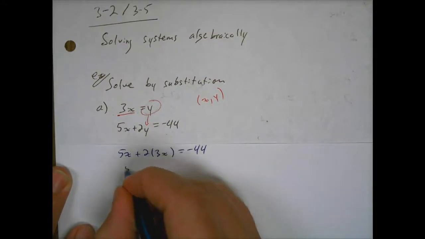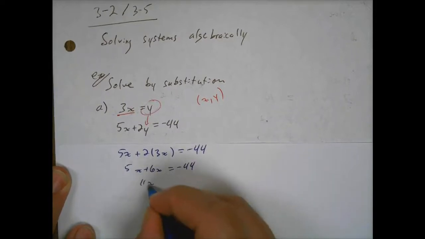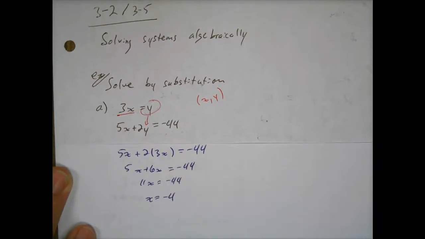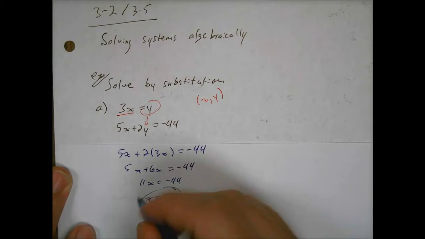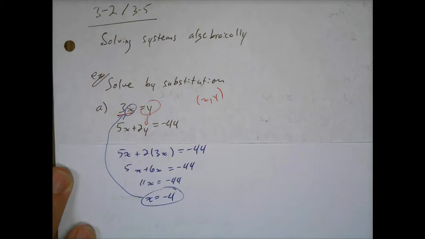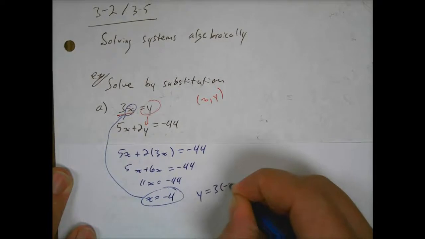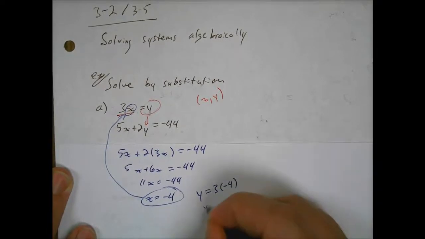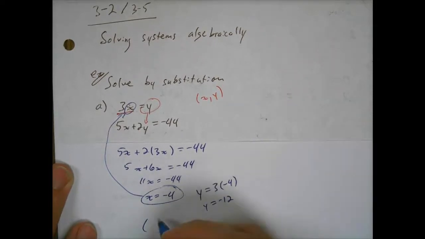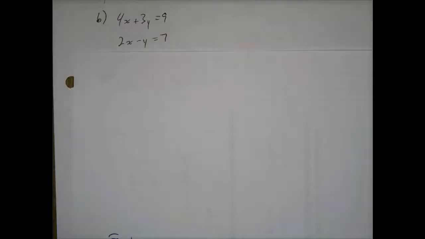Then it's just a matter of solving this, so 5x plus 6x equals negative 44. Then we have 11x equals negative 44, so x equals negative 4 when you divide by 11. Now that I know x is negative 4, I can substitute it back into either one of these, but it's usually a little bit easier into the one that has less stuff with it. So to get the y value, I know that y is 3 times x, and if x is negative 4, then y is negative 12. I will write this as our ordered pair solution, negative 4, negative 12. Woo! All right, look at another one.